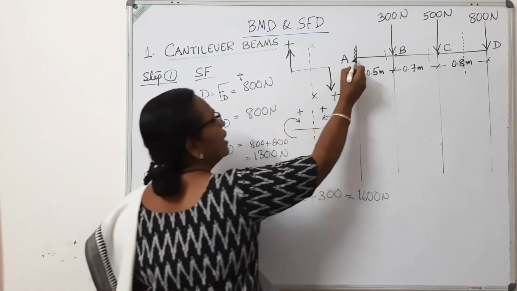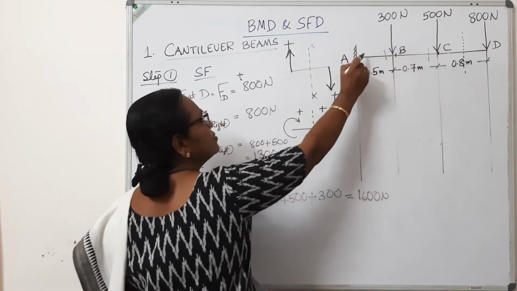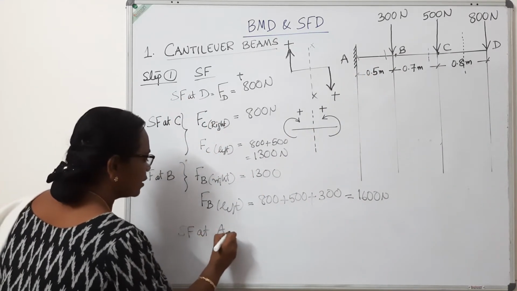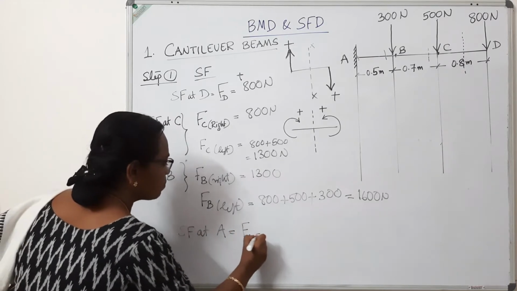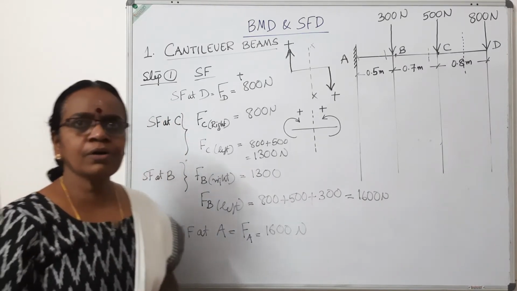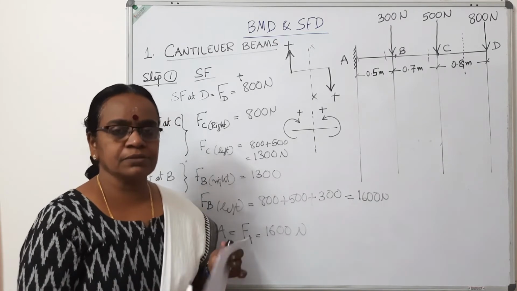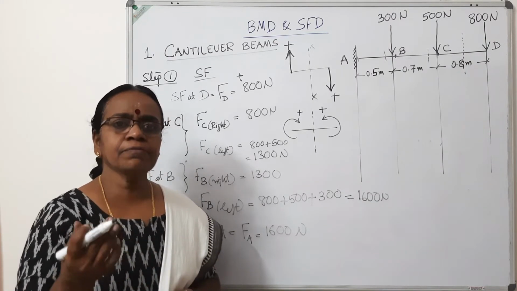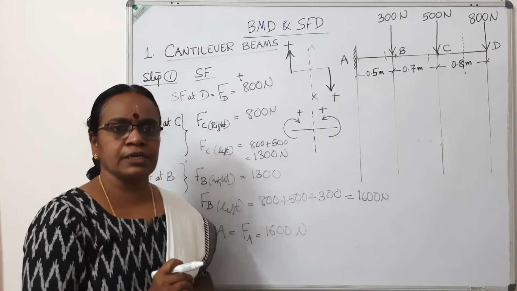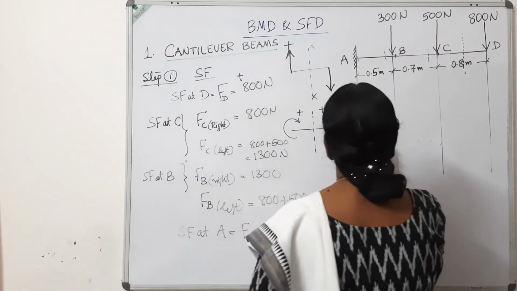Okay, now we consider A. At this point A, you consider 800 plus 500 plus 300. So shear force at A, FA, is 1600 Newton. So this is all the shear force calculation. Now we have to draw the diagram. Shear force diagram means a diagram which represents the values of the shear force. That will be taken as the ordinate, y-ordinate, and the x-axis will be the length of the beam. So we draw a horizontal line.